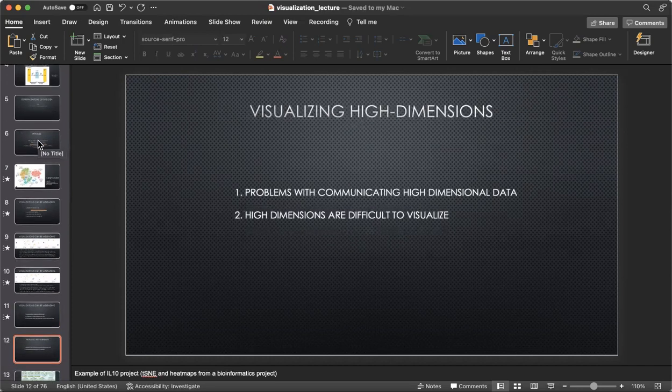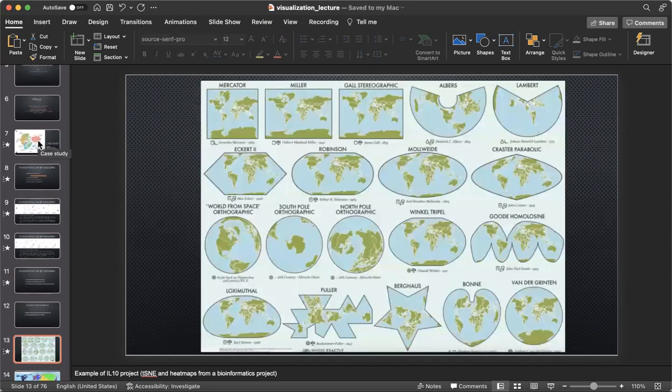As I said, high dimensions are difficult to visualize. This is not unique to biological data. This problem has existed for a long time. For example, maps and globes. You want to express the three-dimensional nature of the Earth on two-dimensional paper. Turns out there are numerous ways to do that. There are numerous ways to project that three-dimensional data onto two-dimensional space. And these come with trade-offs.